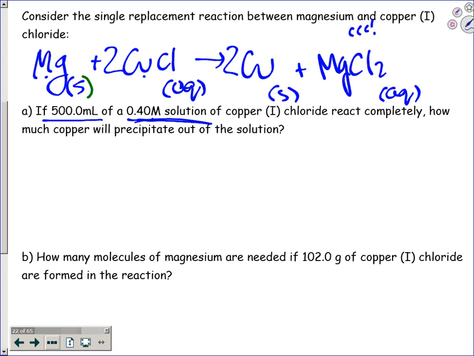We have volume of a gas, and we have volume of solution. So when you think volume of gas, what number comes to mind? 22.4 liters per mole of the gas. We cannot use that here because this is solution stuff. That's why we have to use molarity instead.